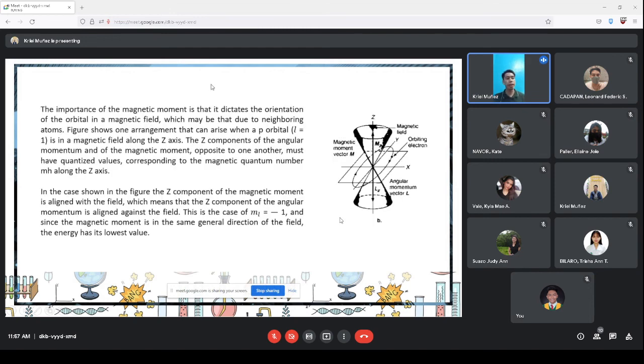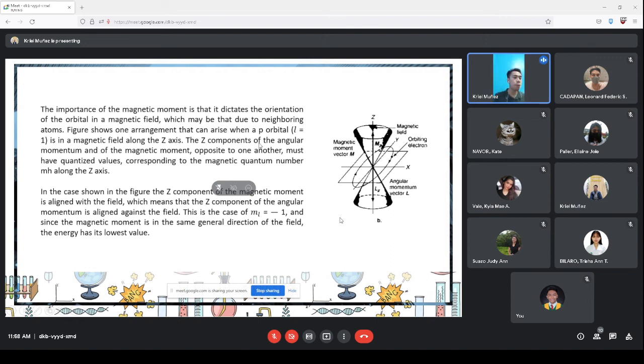Okay? So the importance of the magnetic moment class is that it dictates the orientation of the orbital in a magnetic field. So yung magnetic moment class ay nagbibigay sa atin ng orientation sa magnetic field. Kung yung magnetic moment ba natin would be like, kasi we want to know kung along the parallel or anti-parallel siya with the magnetic field, right? So which may be due to neighboring atoms. So meron tayo ditong figure, shows one arrangement that can arise when a p orbital, L is equal to 1, is in a magnetic field along the z-axis.